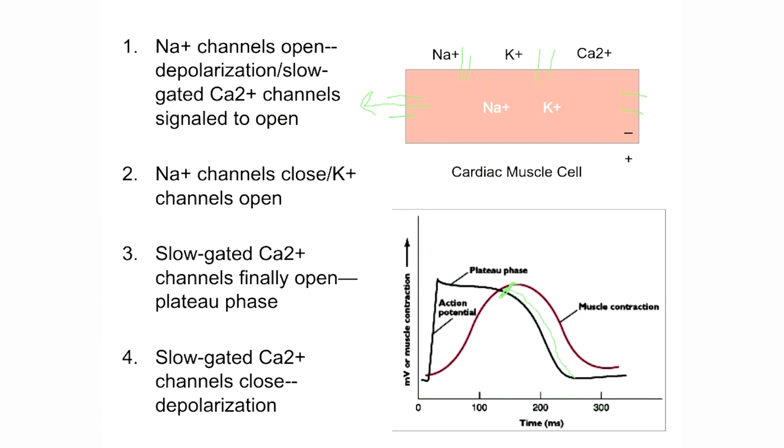And that's what extends that plateau phase: the opening of calcium channels, basically acting against the potassium channels that are opening, with calcium entering, counteracting the effects of potassium exiting. Now we put this plateau phase in there that extends the action potential and allows us to have those obligate relaxations in between contractions in cardiac muscle.